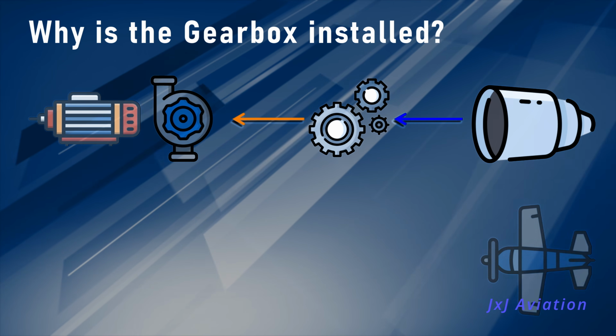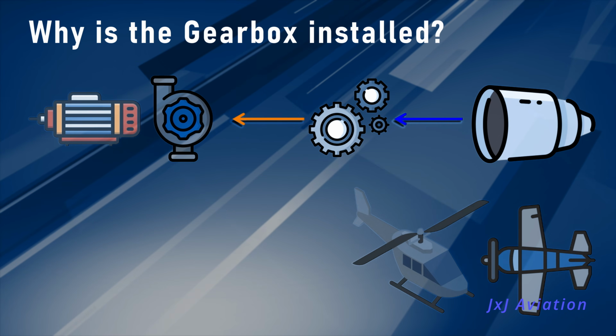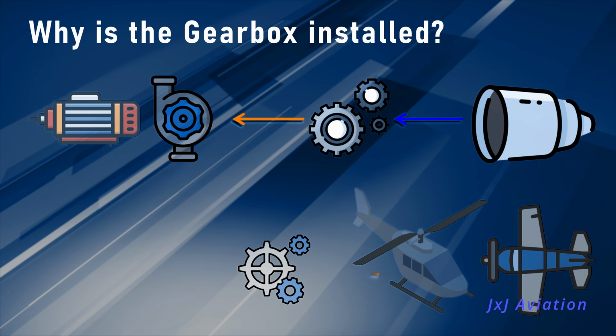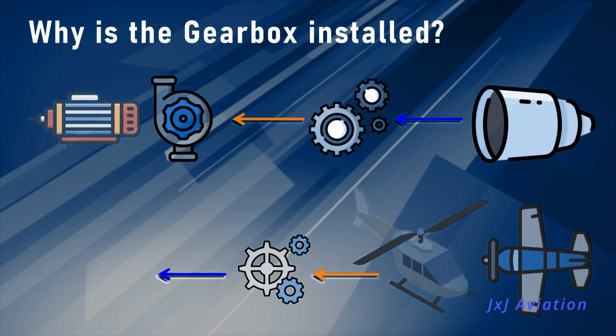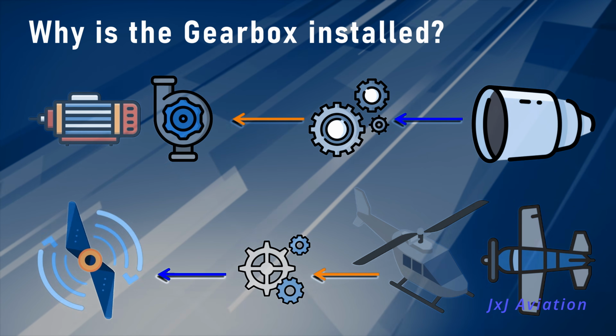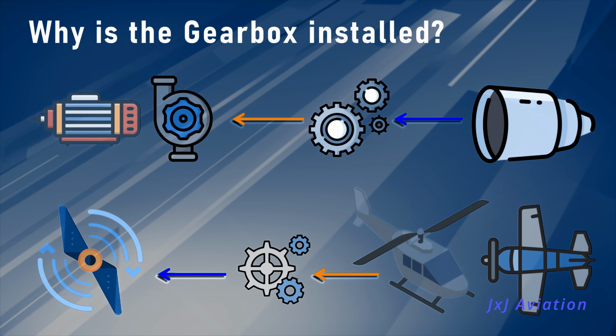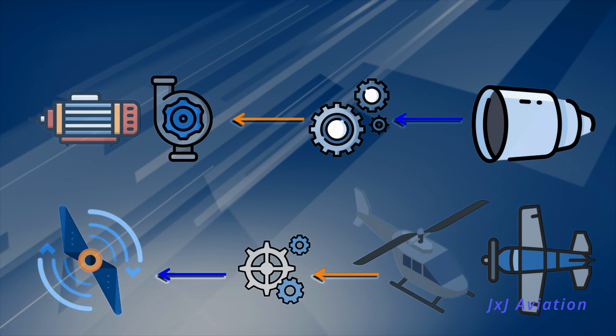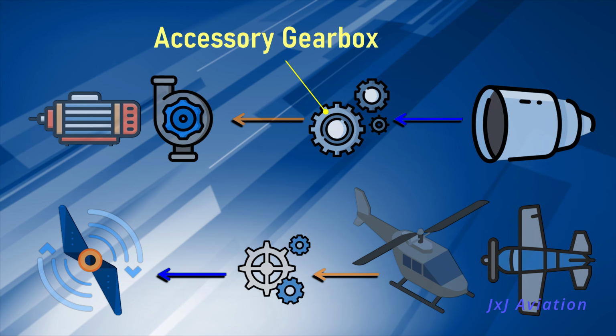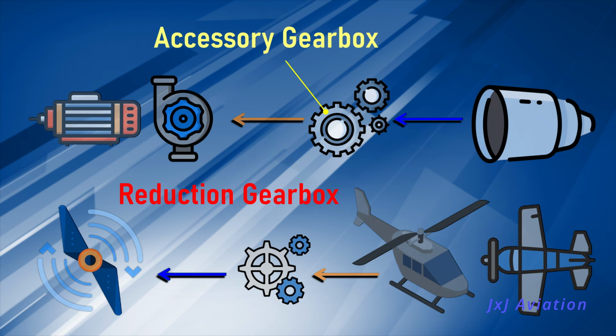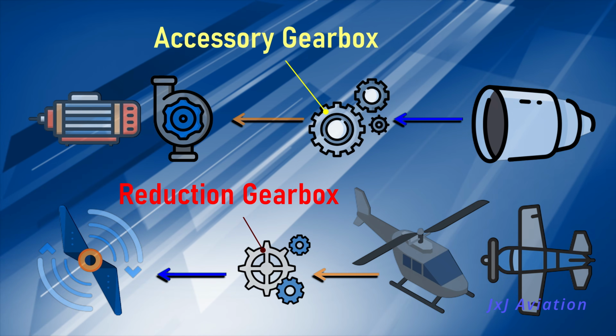On turboprop engines, or helicopters, the gearbox is used to reduce the rotation speed of the shaft to efficiently spin the propeller or fan blades. This gearbox is called an accessory gearbox. This gearbox is called a reduction gearbox.